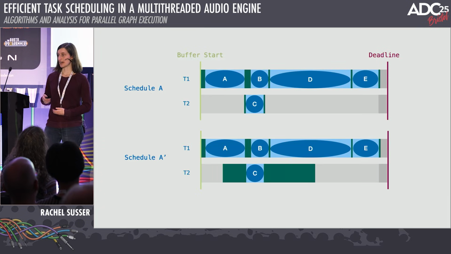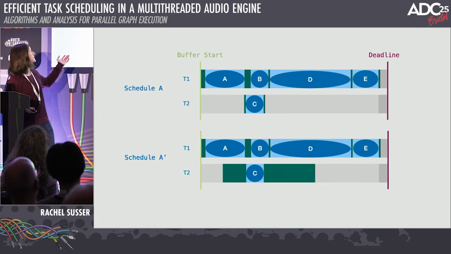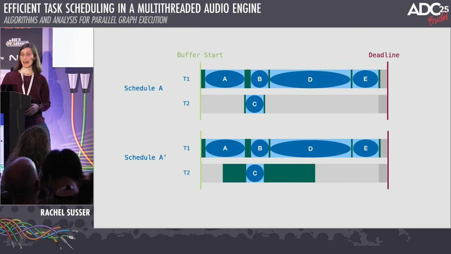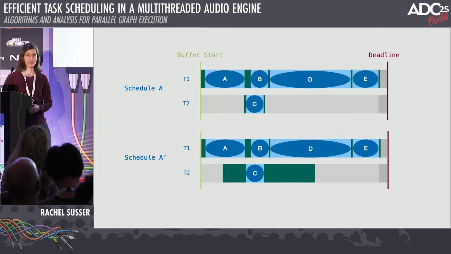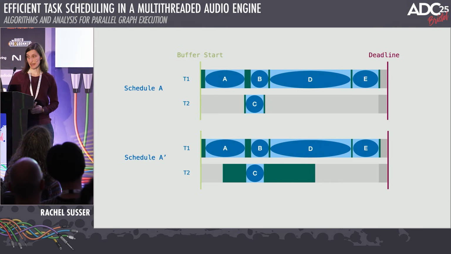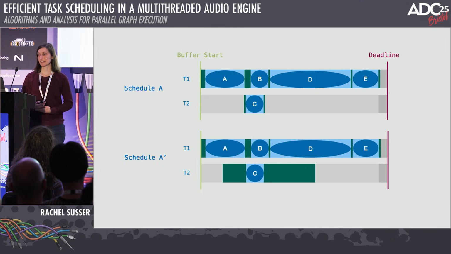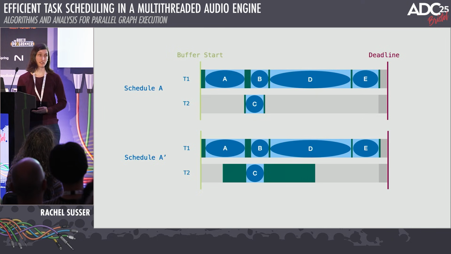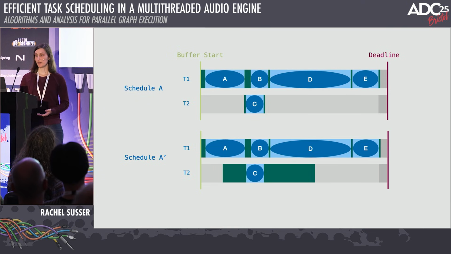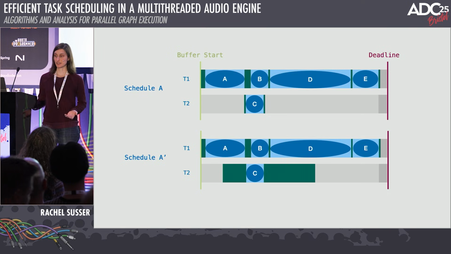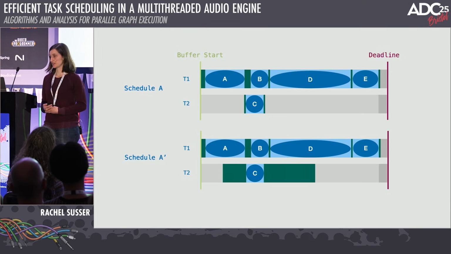To visualize that, both of these schedules here, so A and A prime, have the same scheduling penalty, even though A prime has a significant amount of additional scheduling overhead. And that overhead can matter for things like energy consumption and freeing computing resources for other running processes. But that additional overhead doesn't actually increase the amount of time it takes us to finish executing the buffer.